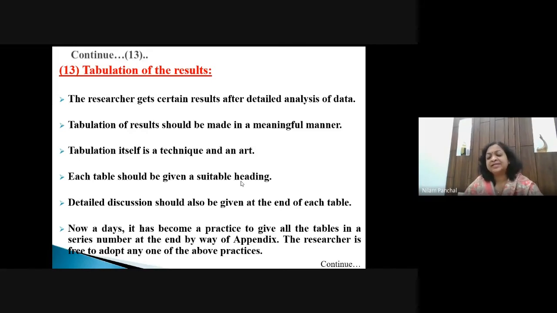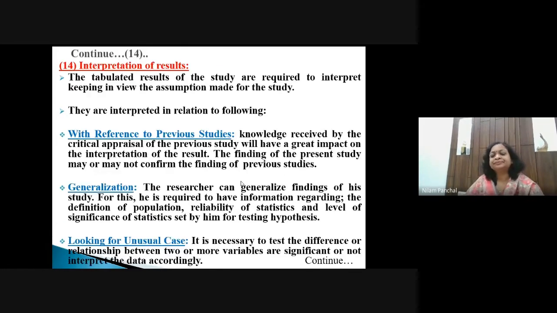So the detailed discussion should also be given at the end of each table. And nowadays, it has become a practice to give all the tables in a series number at the end by way of appendix. So the researcher is free to adopt any one of the above practices, right? Either you can do the detailed analysis in a quantitative or qualitative method, right? But then somewhere it is an art, and it should have a suitable heading.